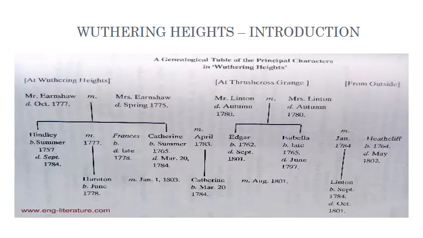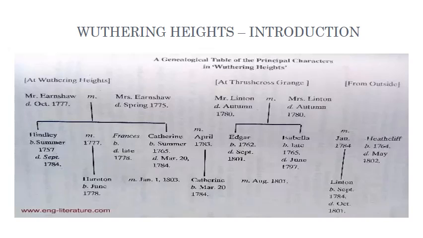And to the right side, we find at Thrushcross Grange, the Linton family existed. Mr. Linton and Mrs. Linton have two children, Edgar Linton and Isabella Linton. Edgar marries Catherine Earnshaw and Isabella marries Heathcliff. Isabella and Heathcliff have a child, Linton Heathcliff. This Heathcliff is the outsider. We find him towards the right end, coming from outside.